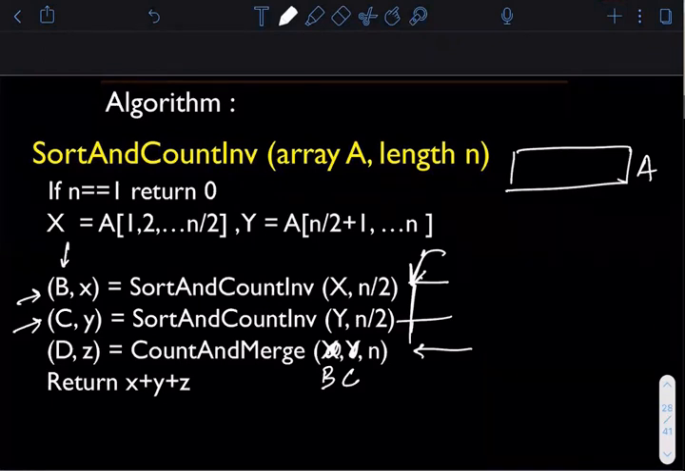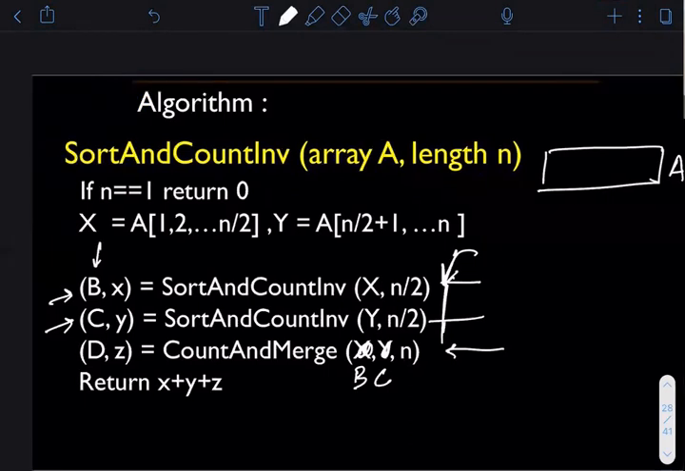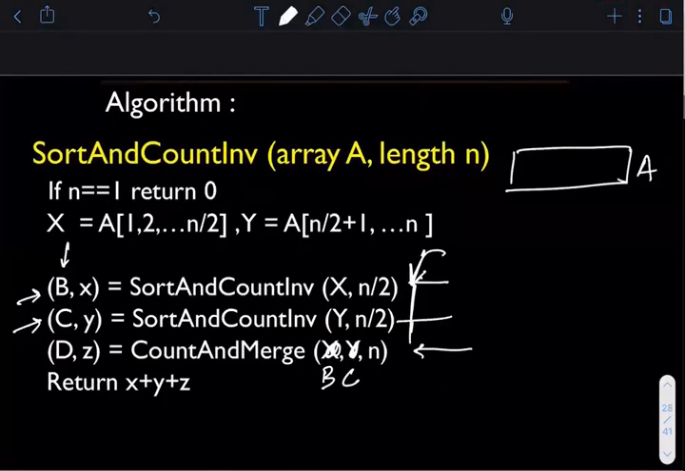Exactly. Rajkumar says, but the array updates automatically, so why use B and C in place of X and Y? No, that you need. For merging, you always need a third array, Raj. So just revise your merge sort a little bit. You need a third array in order to do the merge. You cannot do this in place. That's why you need a third thing.